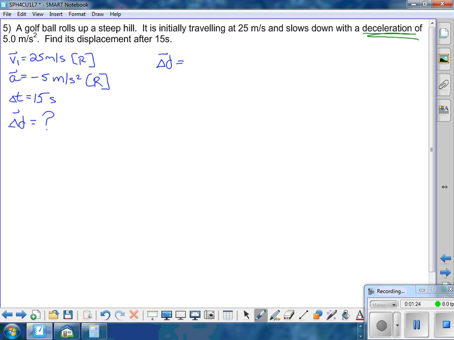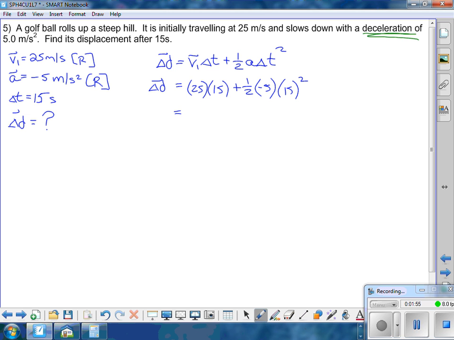So delta D equals V1 delta T plus 1/2 A delta T squared. Now the difference between this one and the previous one is our V1 is not 0 this time, but we don't have to do any rearranging because we are looking for delta D. That's the unknown. V1 is 25, time is 15, plus 1/2 acceleration, -5, and your time is 15 squared.